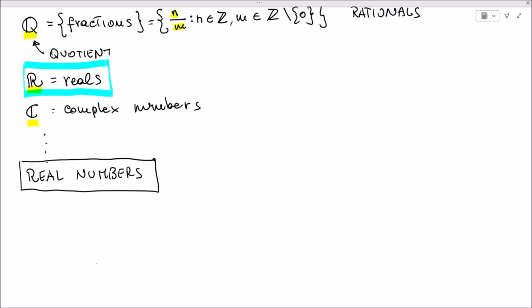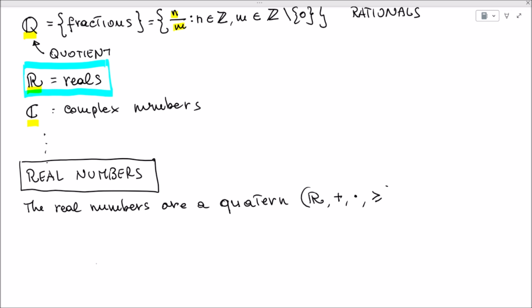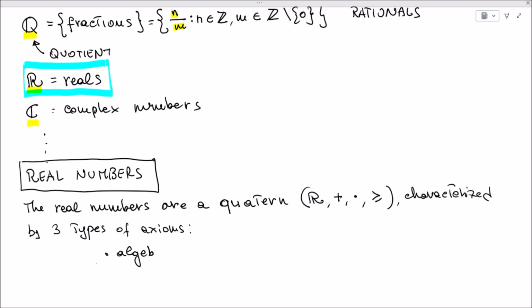And we will say that the real numbers are a quadruple R with two operations, sum and product, and an ordering criterion, characterized by three types of axioms: algebraic axioms, ordering axioms, and continuity axioms.